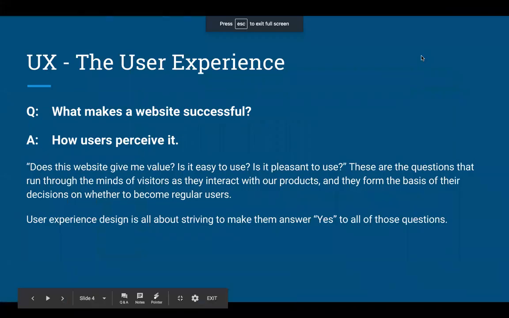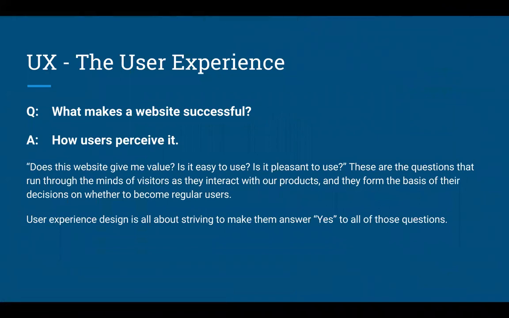So you've probably heard the term UX or UI. You've probably heard them used interchangeably, but they're definitely 2 different things. UX is the user experience. So my question is, what makes a website successful? Think of every website, or just a handful of websites that you know of that are successful. Why are they successful? What makes them successful? The answer is how a user perceives it.